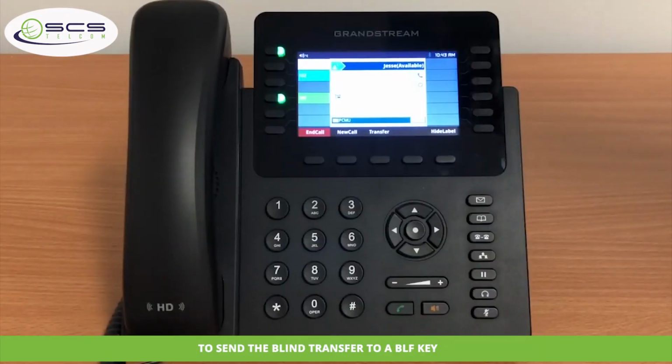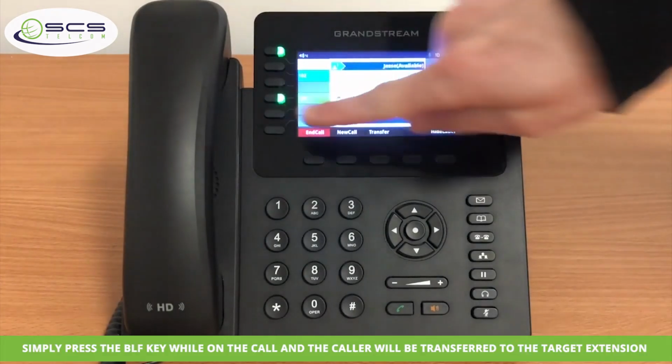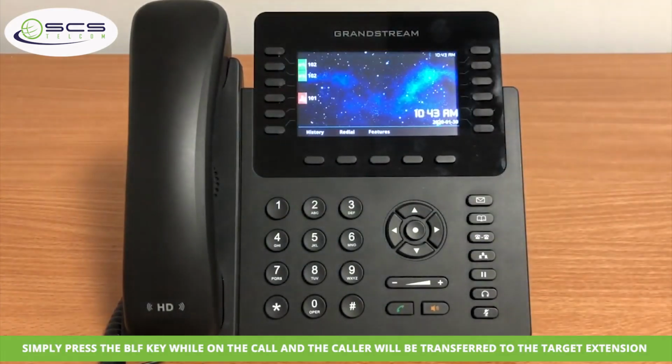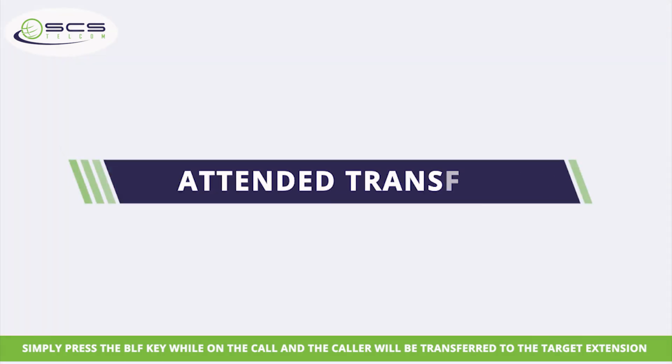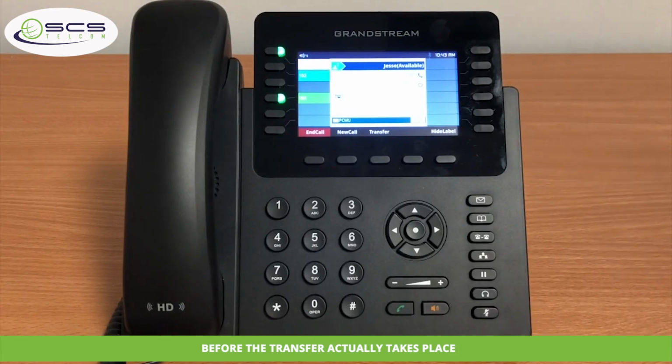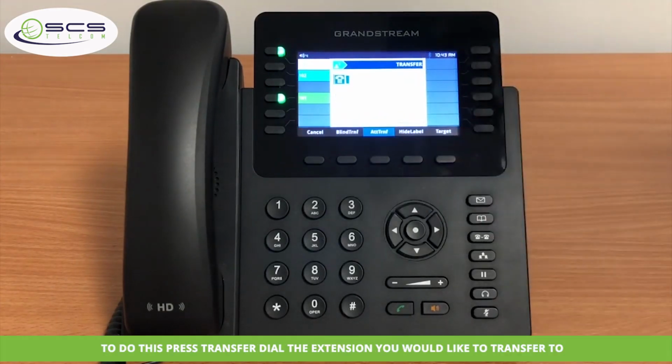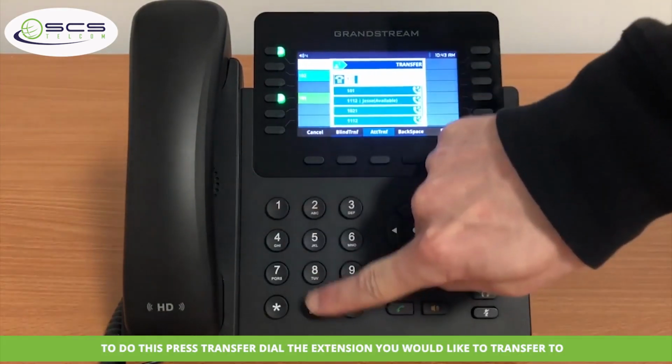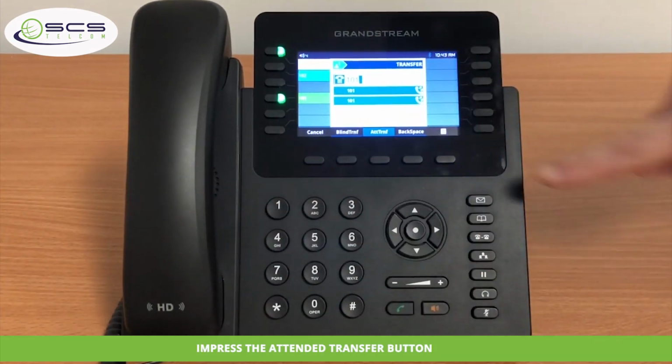To send a blind transfer to a BLF key, simply press the BLF key while on the call, and the caller will be transferred to the target extension. An attended transfer allows you to speak to the party you are about to transfer the call to before the transfer actually takes place. To do this, press Transfer, dial the extension you would like to transfer to, and press the Attended Transfer button.